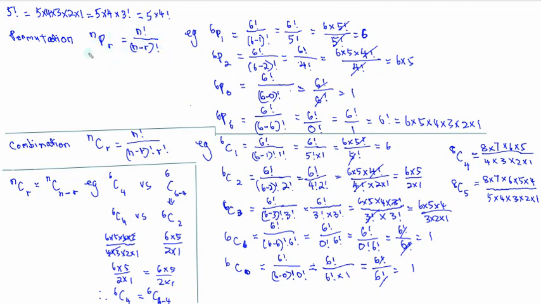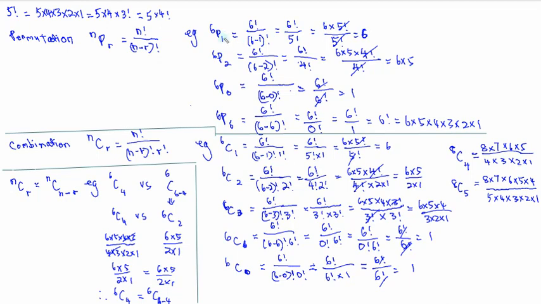Let's look at how you use this. 6P1 is 6 factorial over 6 minus 1, where r is 1. 6 minus 1 becomes 5 factorial. 6 factorial can be written as 6 times 5 factorial. So this cancels, and you get 6. How many ways can you select one and arrange them? In this case, there are practically 6 ways.